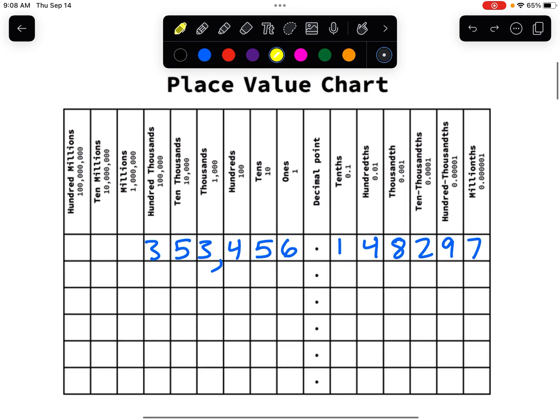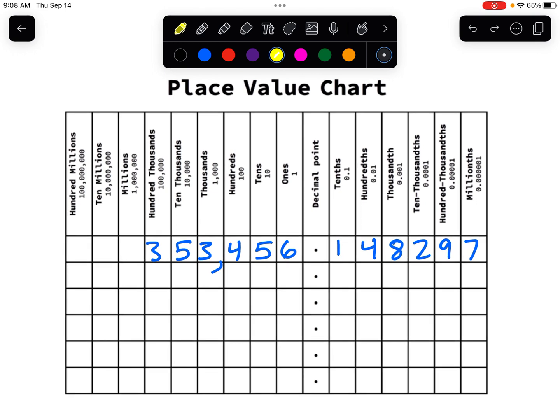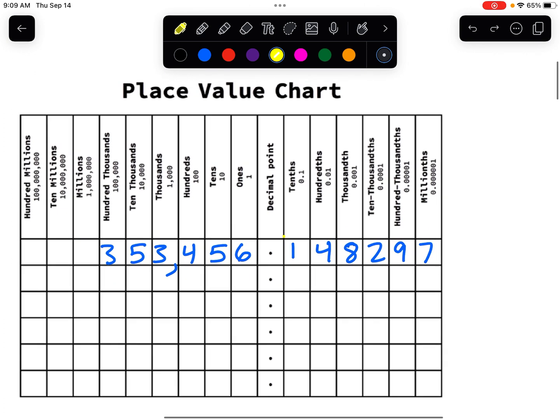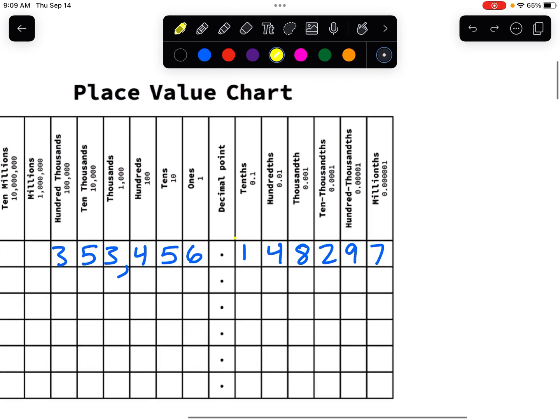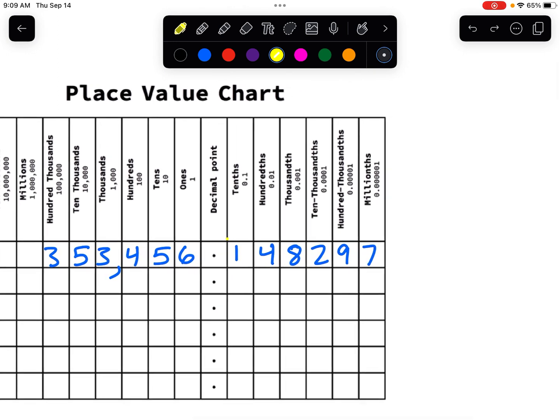We've got 353,456.148297. Okay, again, tenths, hundredths, thousandths, 10,000ths, 100,000ths, millionths. One way, I know this might be a little hard to understand, but if you really want to understand deeply what these numbers represent, now you can see here it shows you a 0.1.